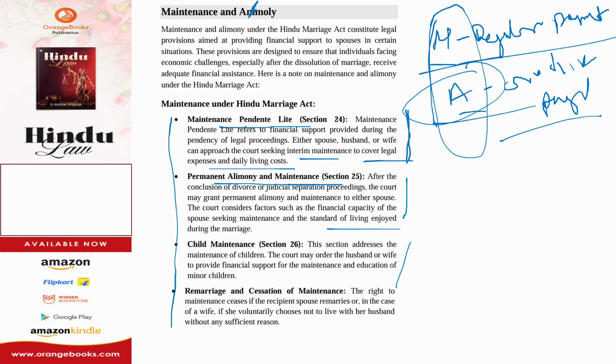And then child maintenance, it's the responsibility of both husband and wife to pay for the child's education and child maintenance, and it is not only financial support, but also somebody has to take care of the physical custody of the child. Then remarriage and cessation of maintenance. Finally, if one of the spouses who is getting maintenance remarries, then the maintenance will be stopped. It will not be paid.